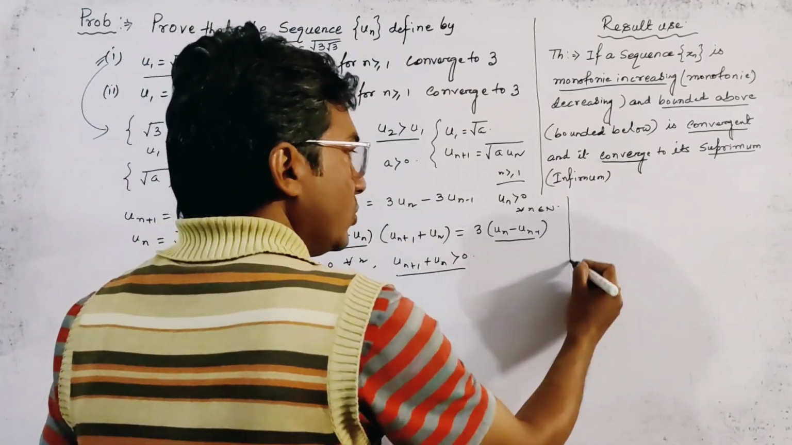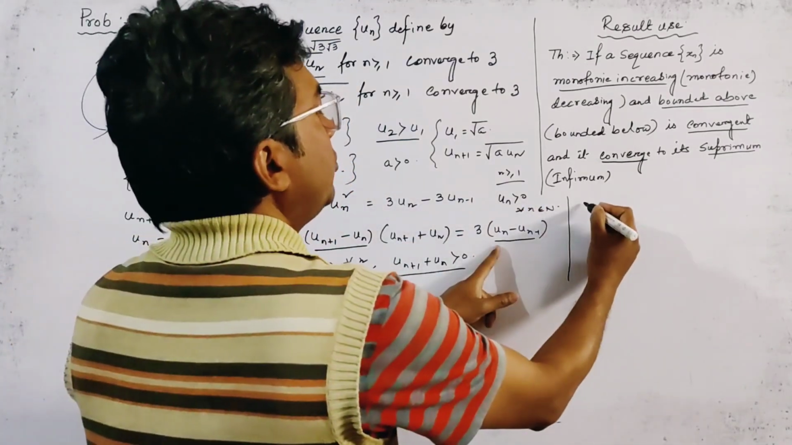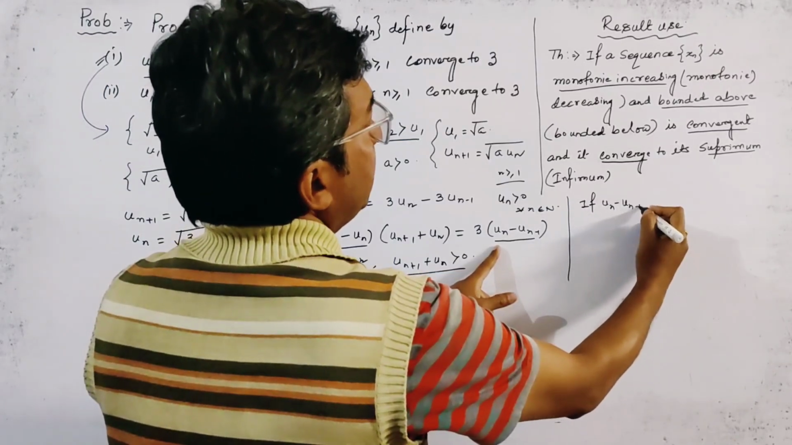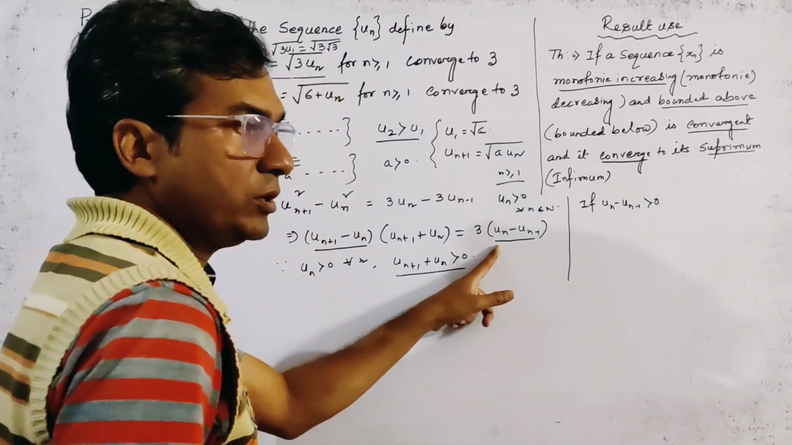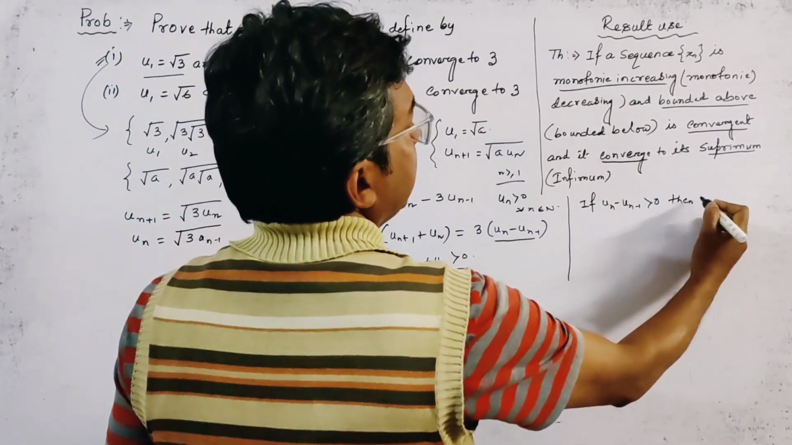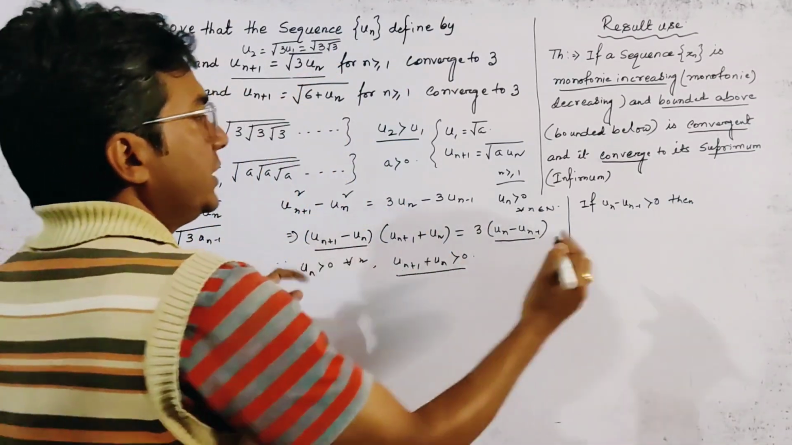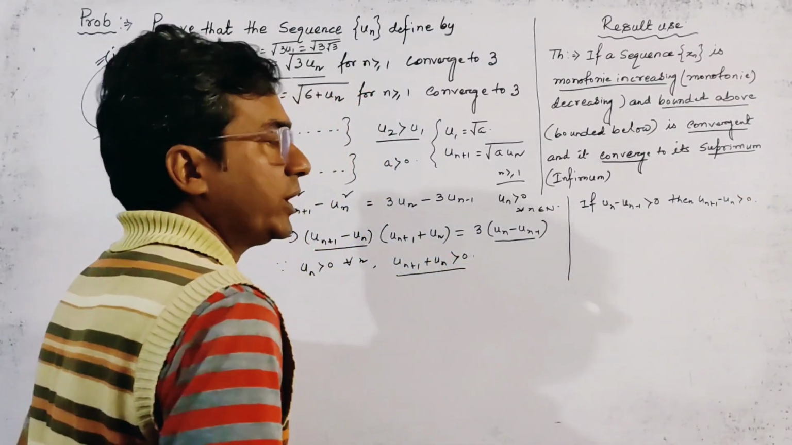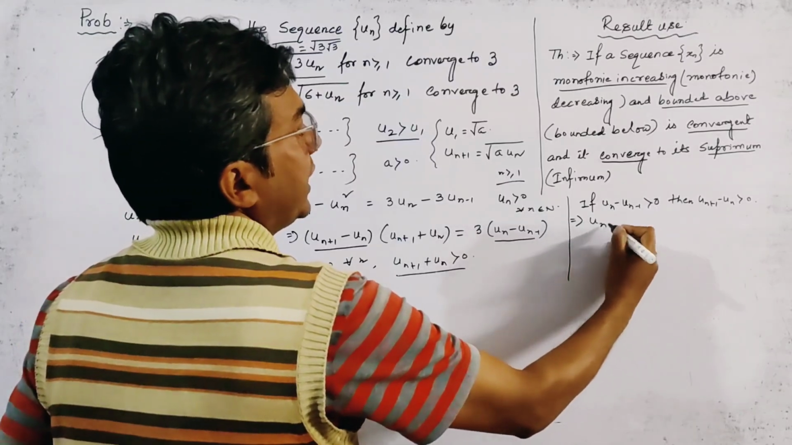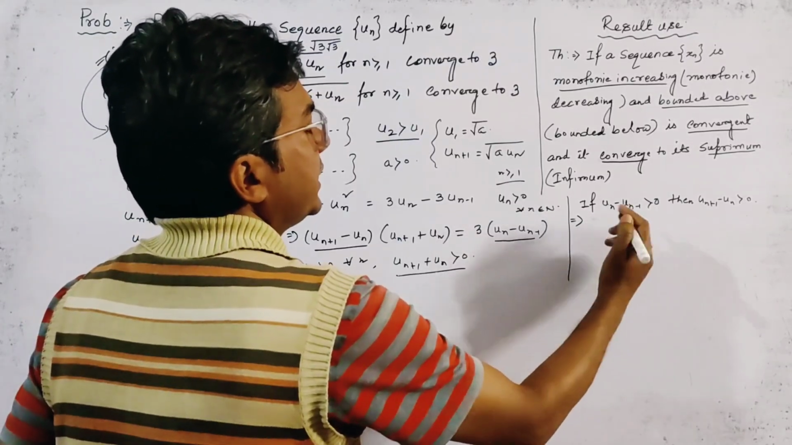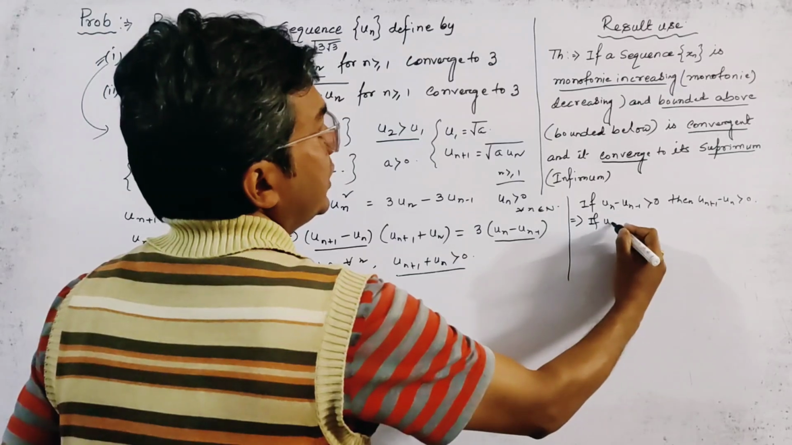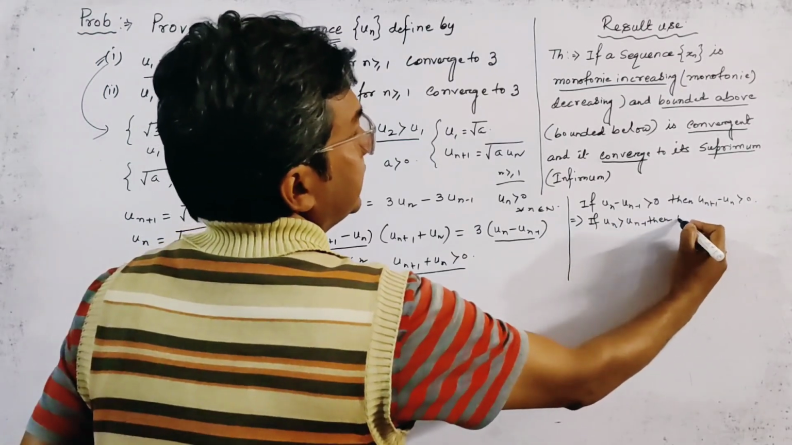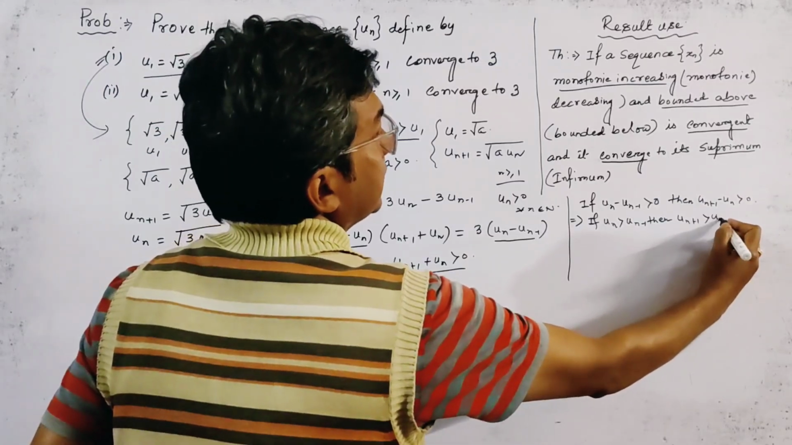Now we take cases one by one. If u_n minus u_{n-1} is greater than 0, then it must be that u_{n+1} minus u_n is greater than 0. That is, if u_n is greater than u_{n-1}, then we get that u_{n+1} is greater than u_n.